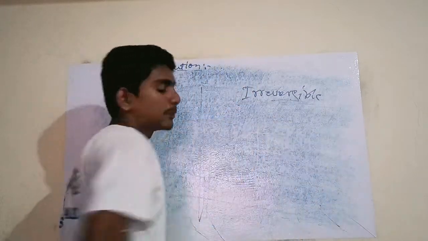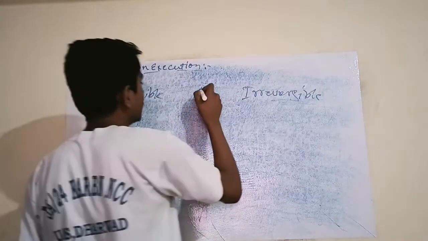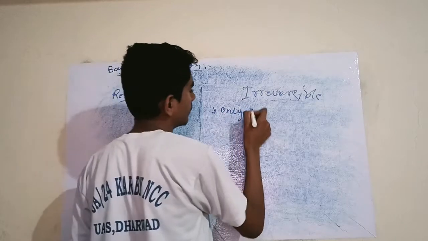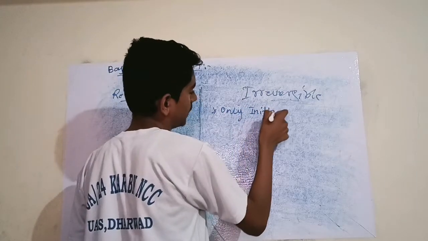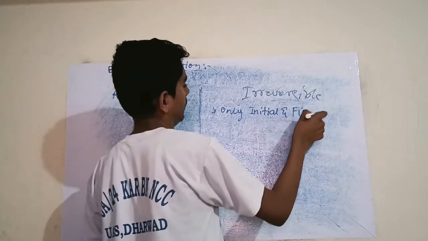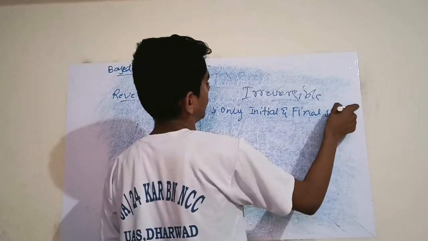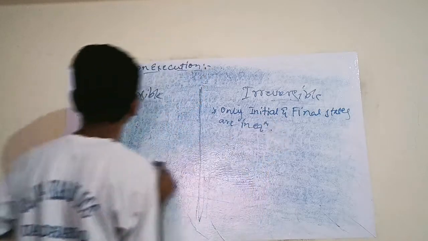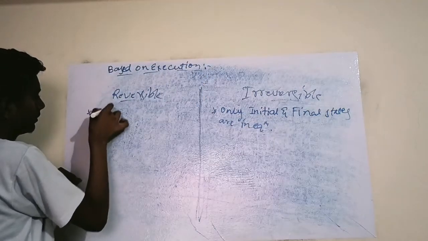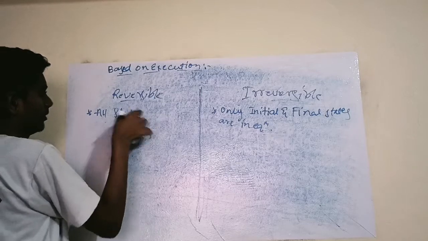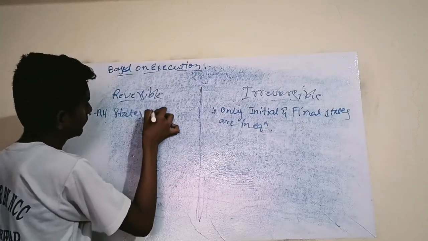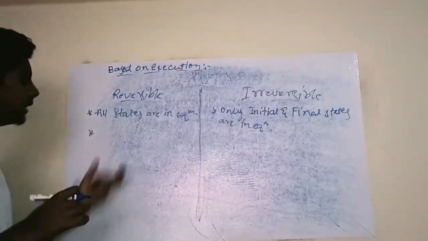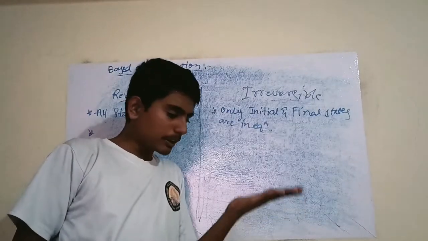Now in an irreversible process, you saw that only the initial and final states are in equilibrium. Here, in the reversible process, all states are in equilibrium with the surroundings. Then here it is changing a little bit slowly.